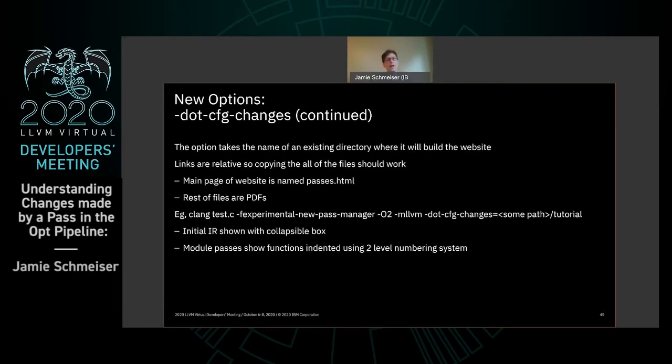The option takes the name of an existing directory where the website is to be built. Since all links in the generated website are relative, the website should work if copied elsewhere. The main page for the website is called passes.html, and all the link pages are PDFs. The initial IR is shown as a collapsible box that can be expanded to links to the initial IRs for each function. Passes that modify a module have links to all of the functions, and they are indented and shown with a two-level numbering system to identify them as being changed by a pass operating on a module.